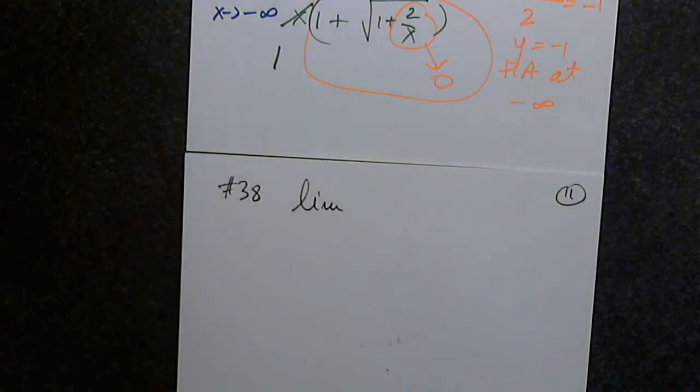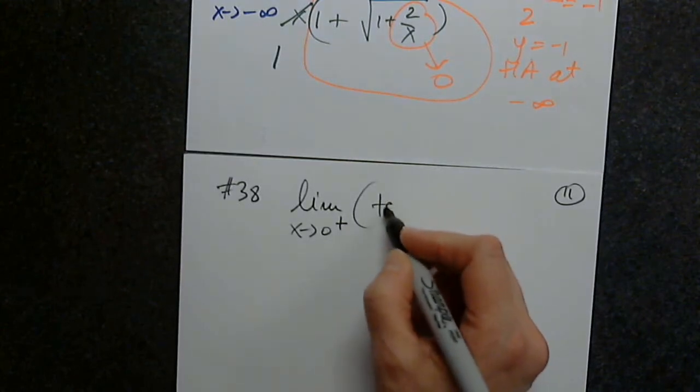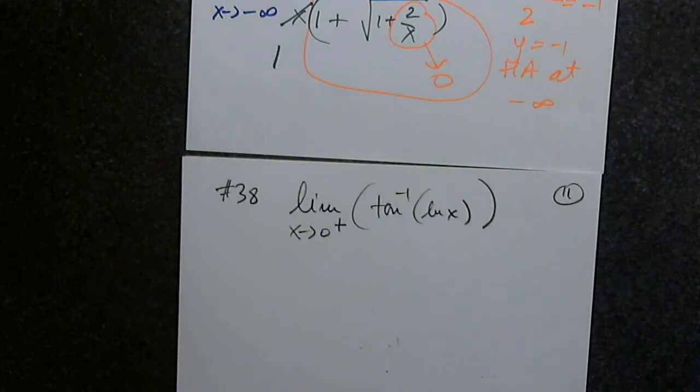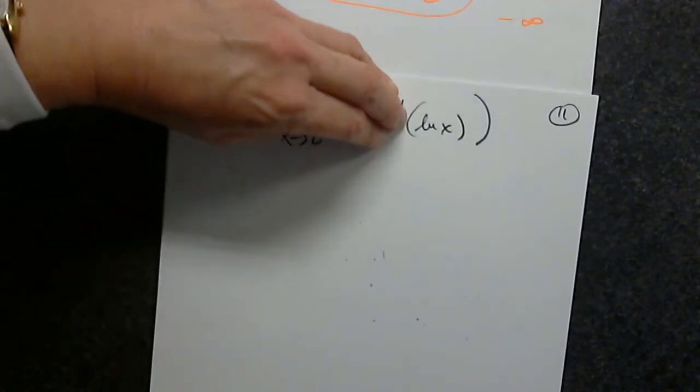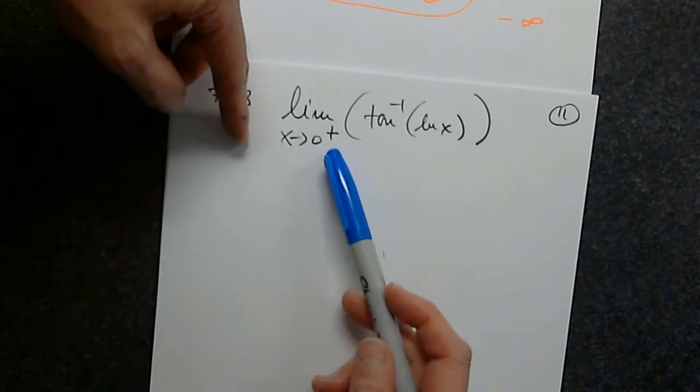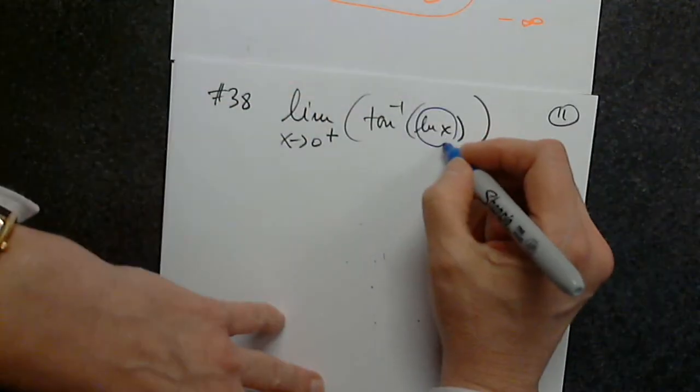Limit as x approaches 0 from the right. So this is not a limit at infinity, but it may have something special. We'll see. Tangent inverse of natural log x. Where is my starting point? Exactly. Think in terms of log. Remember the graph of log. When x approaches 0 from the right, where does this go?